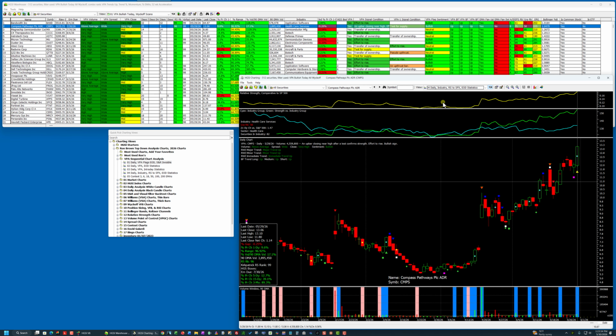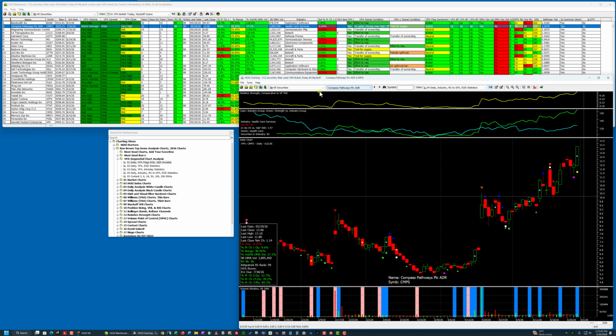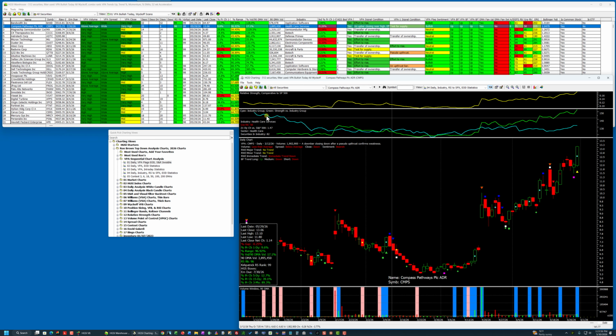Next one. Now we're getting into further analysis. Got the pocket pivots here, got the VPA here, and now we have a comparison. How does this stock compare to the S&P 500? If this line is going up, it means it's outperforming the S&P 500. And in this window here, the industry group is cyan. You can see what the group is doing.